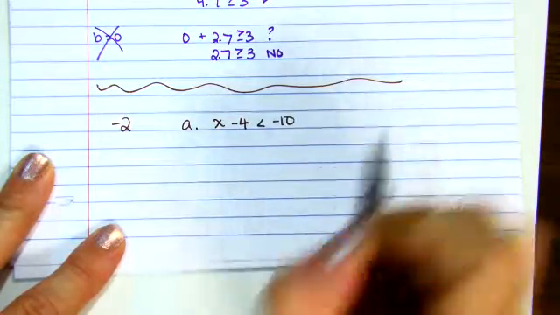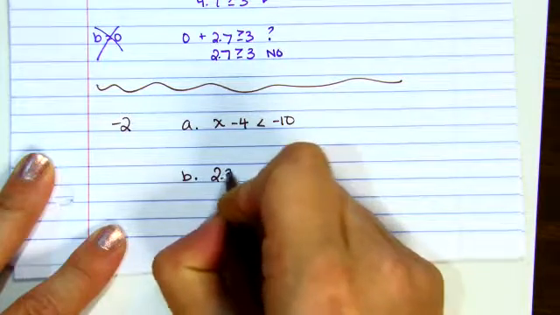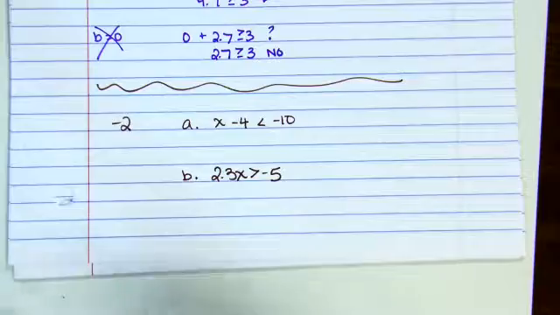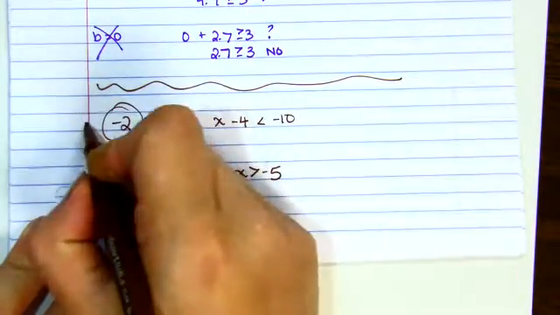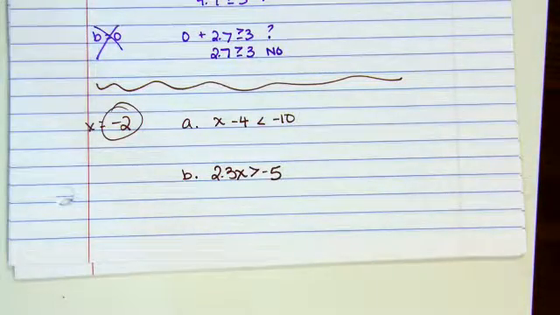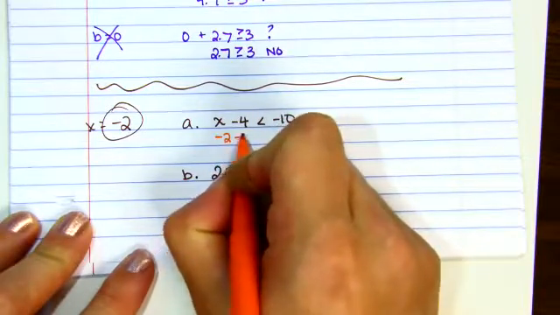x minus 4 is less than -10, and 2.3x is greater than -5. So let's decide, is x equals -2 a solution of either of these? So I'm going to substitute it right in.